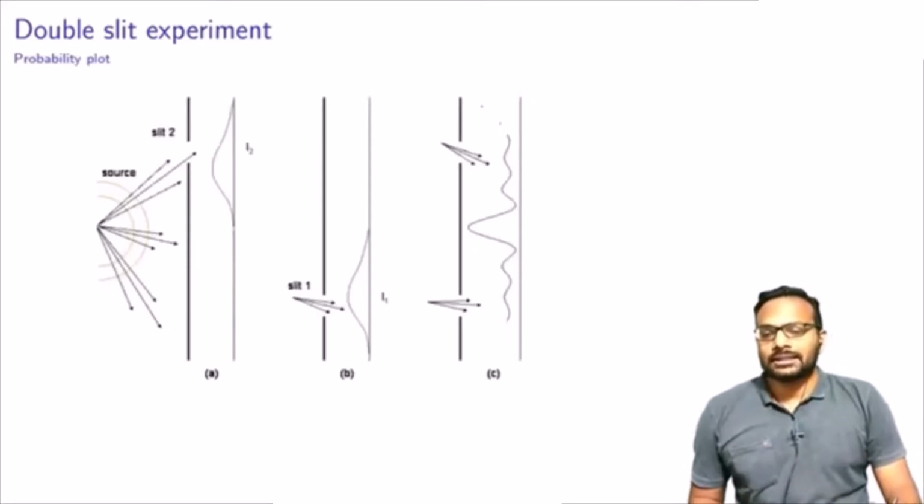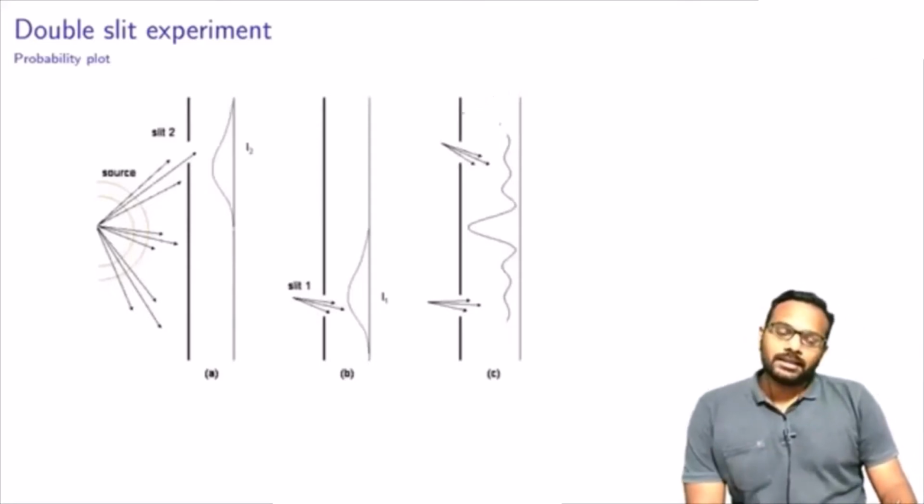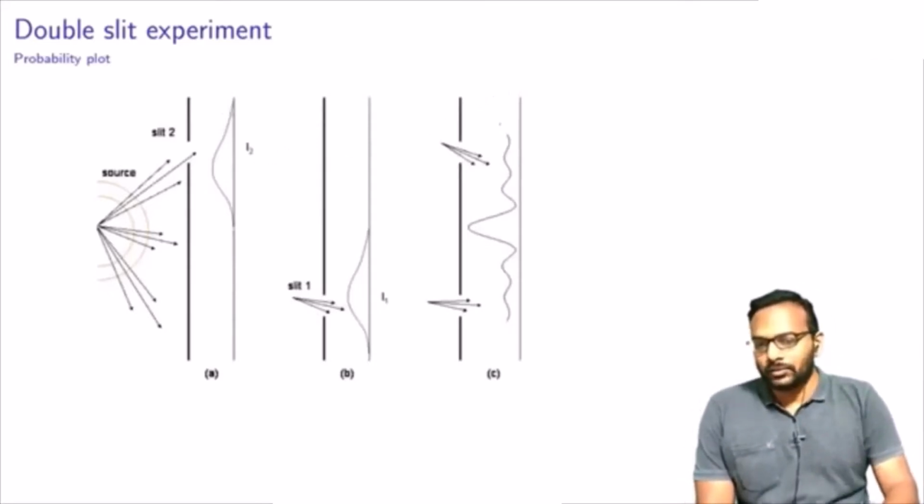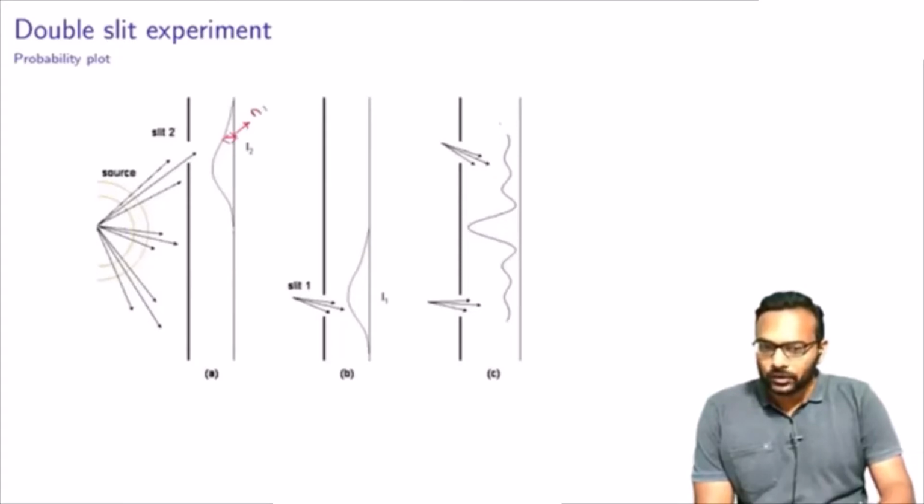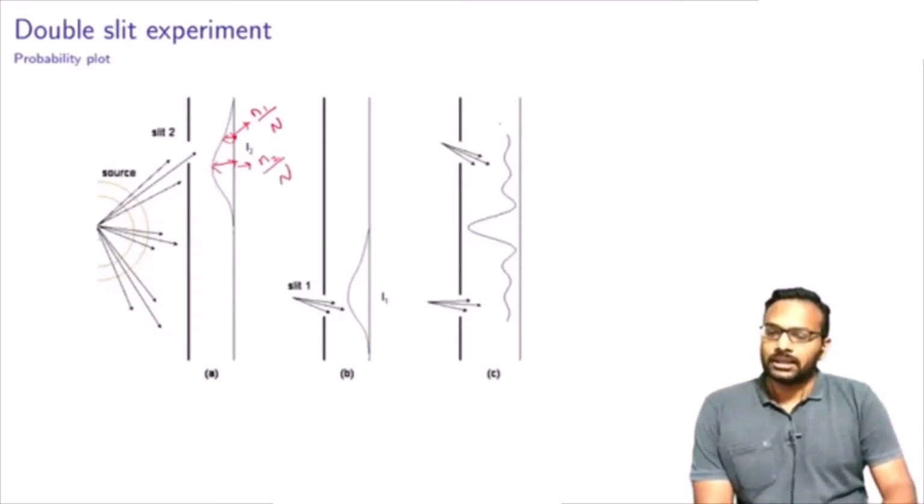So far we saw a cartoon. Let's make it a little bit more clear with this probability plot. Here, instead of the actual picture on the screen, we are drawing the probability plot, which means that at each point, the height of this curve gives the number of electrons that have fallen on this point of the screen divided by the total number of electrons sent from the electron gun. Is this clear? I hope this is clear.